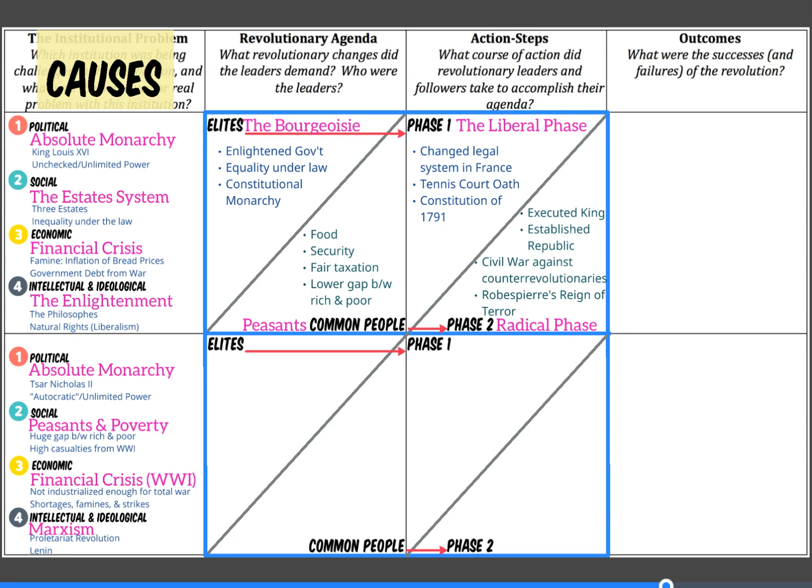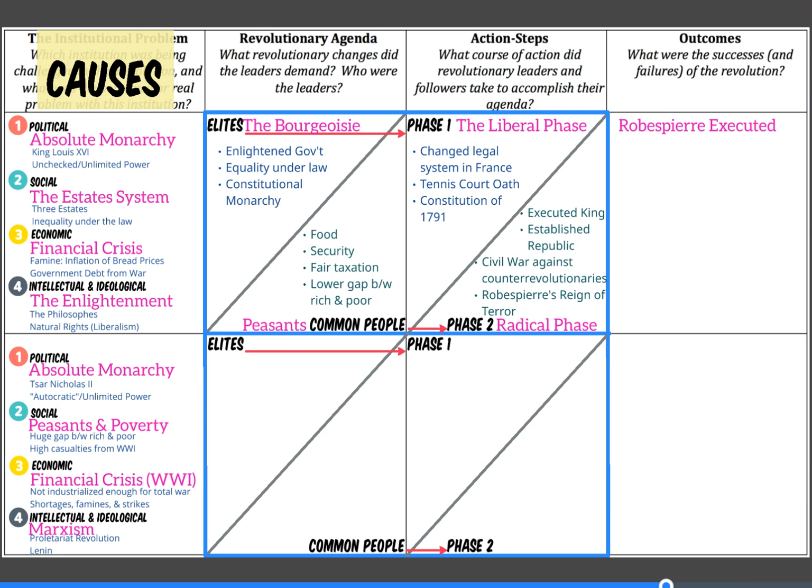So the government of the radical phase, led by Robespierre, starts the Reign of Terror, the civil war against counter-revolutionaries, where anyone who was accused of being a counter-revolutionary was sent to the guillotine and executed. Now we know where this ends up in France. Robespierre himself is eventually executed. There's a weak government that replaces him.